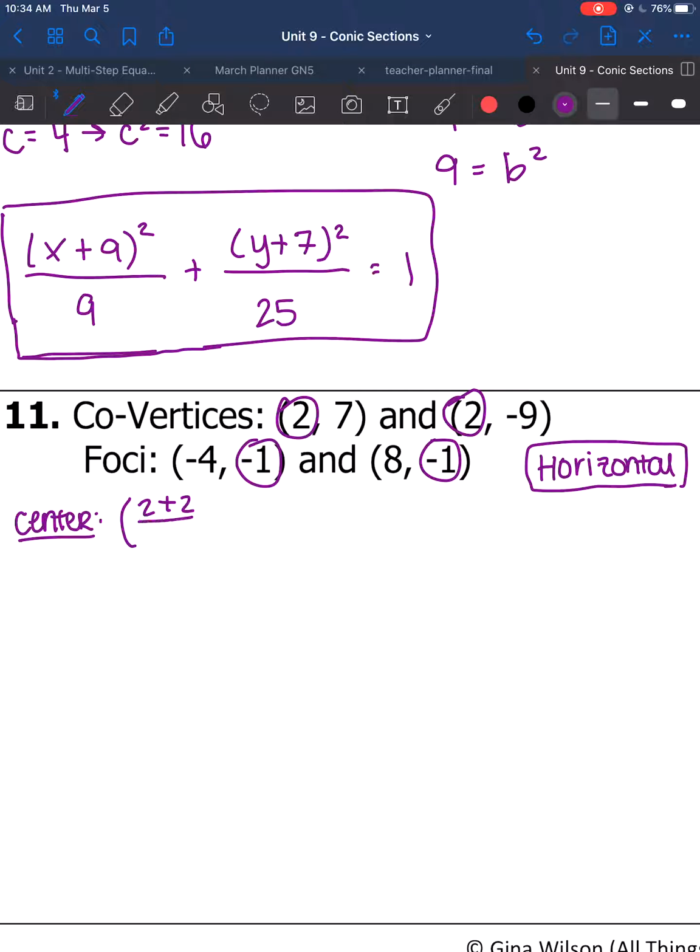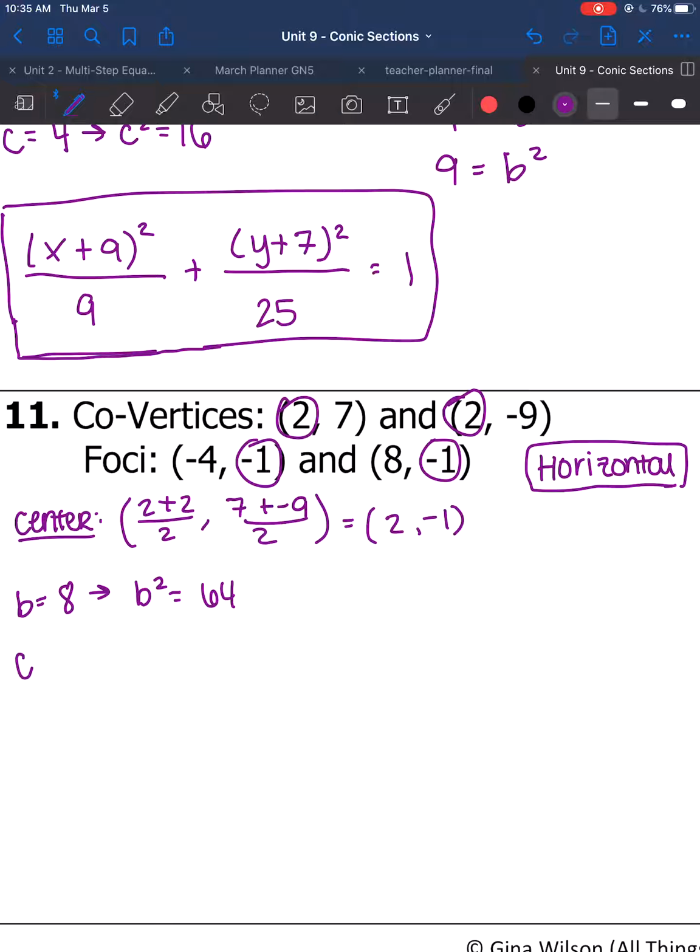2 plus 2 over 2, and 7 plus -9 over 2. So 2 plus 2 over 2 is 2. And -9 plus 7 over 2 is -1. So my center is 2, -1. So then I want to find b, because I have co-vertices this time, rather than vertices. So between -1 and 7, there's 8 units. So that means b squared is 64.